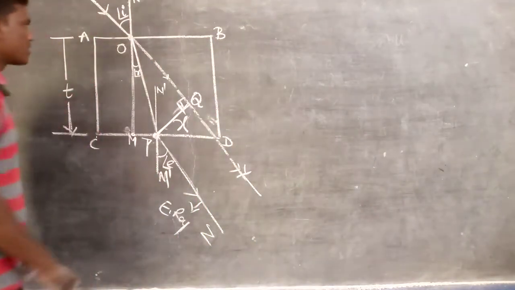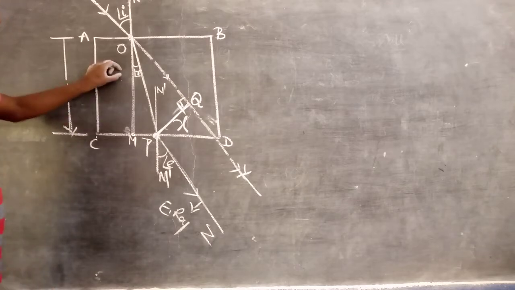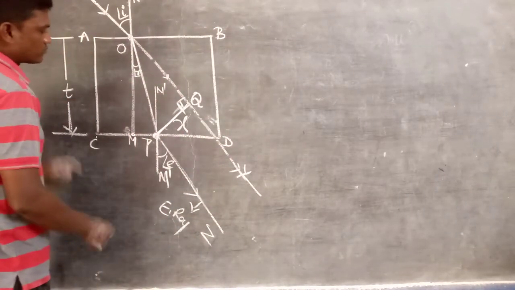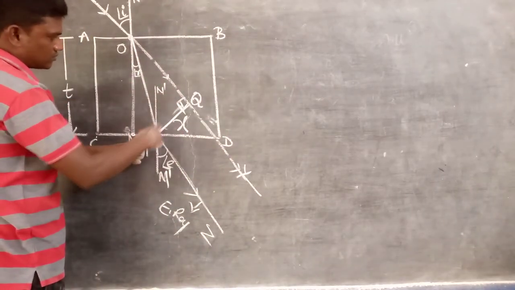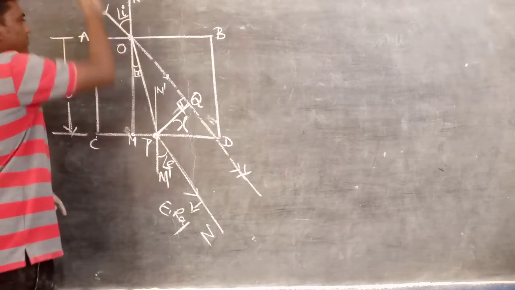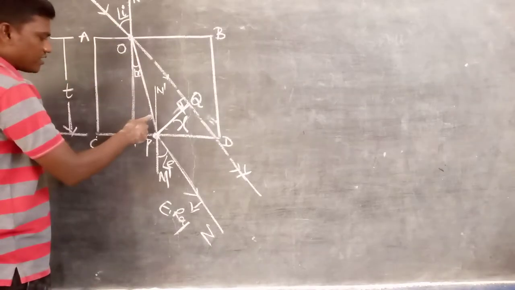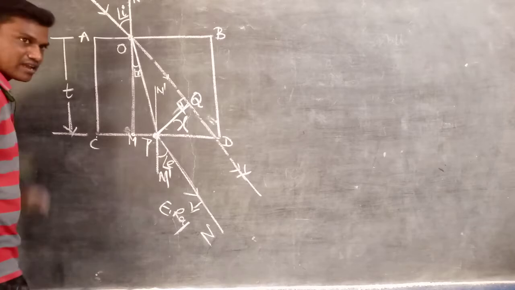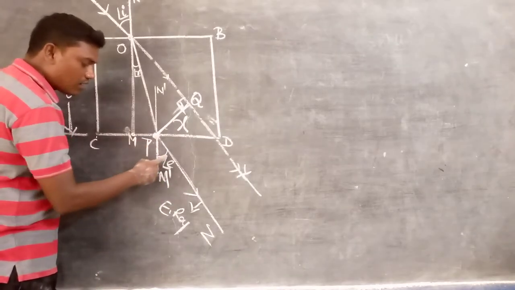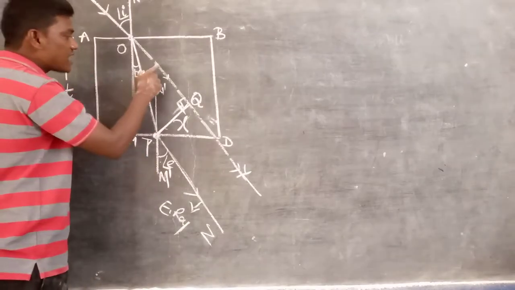Now let me come to our topic: how we can find the lateral shift. Before that, first we observe the points P, Q, O. One more thing: the angle between the incident ray and the normal is called the angle of incidence. The angle between the refracted ray and the normal is called the angle of refraction. The angle between the emergent ray and the normal is called the angle of emergence.